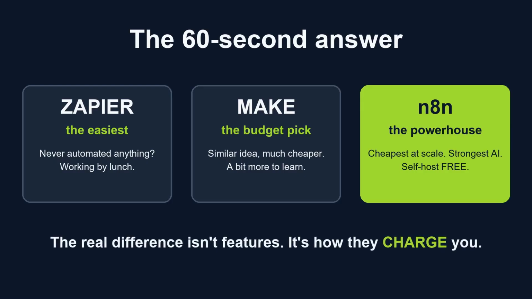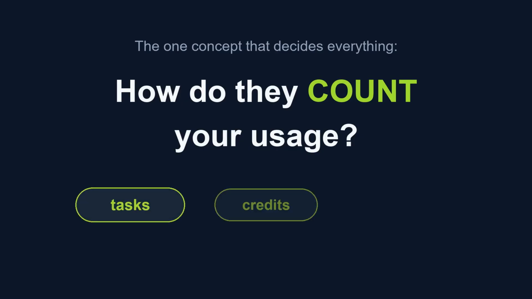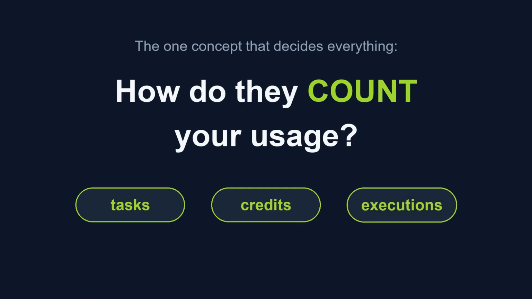Because the real difference isn't features. It's how they charge you. Every one of these tools has a pricing page with a friendly monthly number on it. That number is close to meaningless, because all three count your usage in completely different units. Once you understand this part, every pricing page on the internet becomes readable. So let's do it properly.